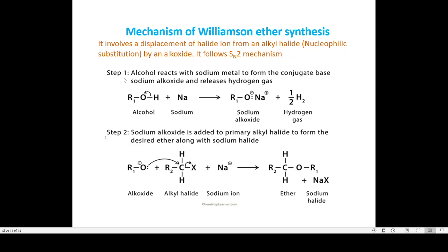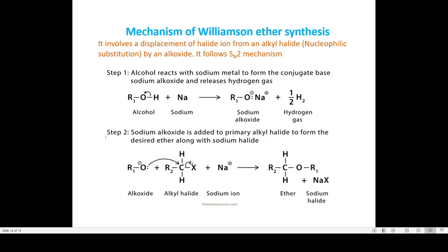In step 1, the alcohol reacts with sodium metal to form the conjugate base, sodium alkoxide, and releases hydrogen gas. So here we are getting sodium alkoxide in step 1. The sodium alkoxide obtained in step 1 is added to a primary alkyl halide to form the desired ether along with the sodium halide. Here the alkoxide is made to react with an alkyl halide.